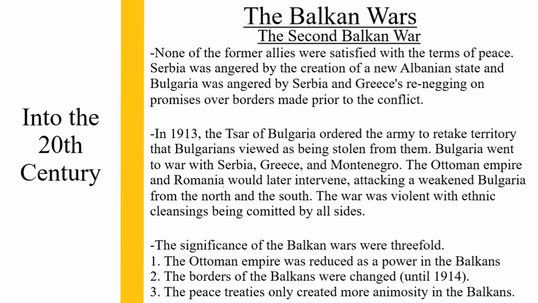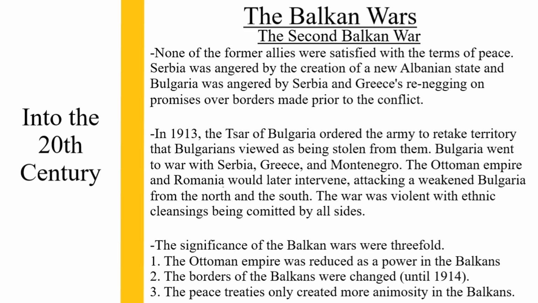In 1913, the Tsar of Bulgaria ordered the army to retake the territory that Bulgarians viewed as being stolen from them by Greece and Serbia. Bulgaria went to war with Greece, Serbia, and their ally Montenegro. The Ottoman Empire and Romania would later intervene and attack a weakened Bulgaria from the north and south, in addition to Serbia, Greece, and Montenegro.